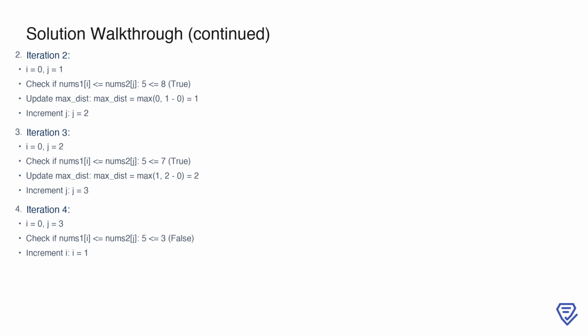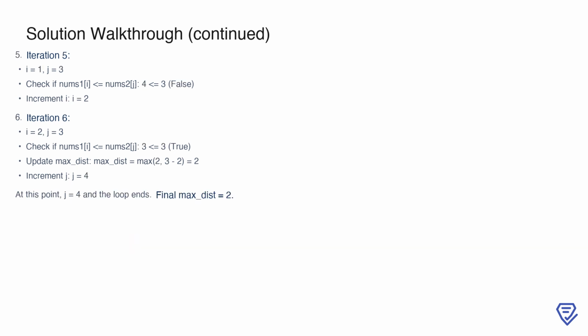In the fourth iteration, i is still 0 and j is now 3. We compare nums1[0] and nums2[3], which are 5 and 3. This time, the condition is false because 5 is greater than 3. So, we increment i to 1 without updating max_dist.